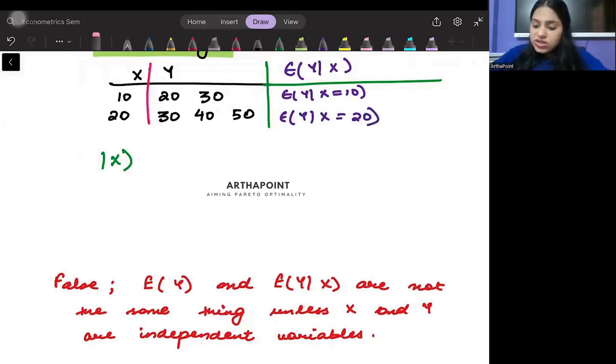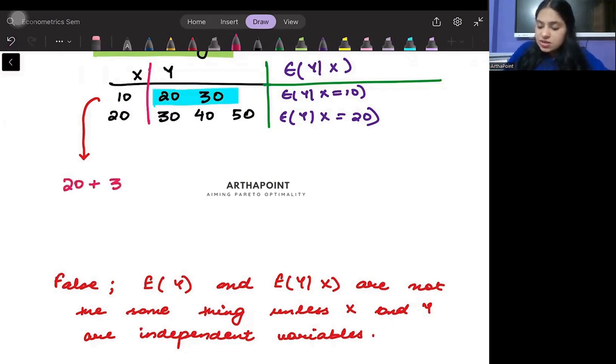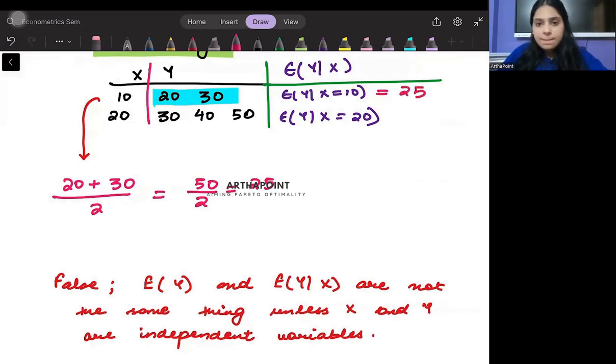Now the question is, what is the expected value of y given x is 10? What will be the expected value of y, beta? Given x is 10, I'm only looking into these two y's. So for these two y's, I will have 20 plus 30 by 2. That means 50 by 2, which is 25. So the expected value of y will be 25 given x is 10.